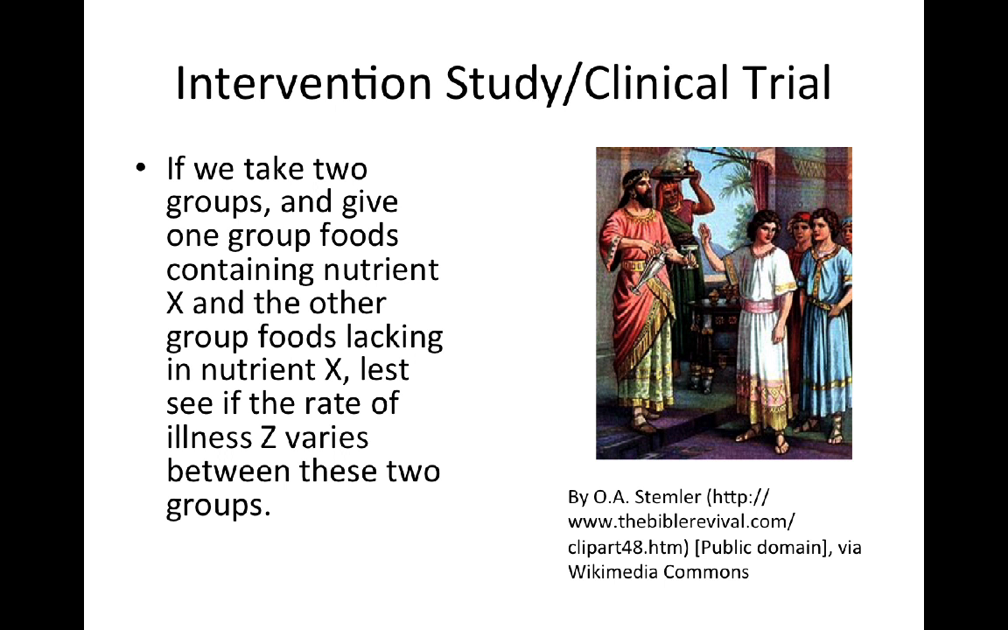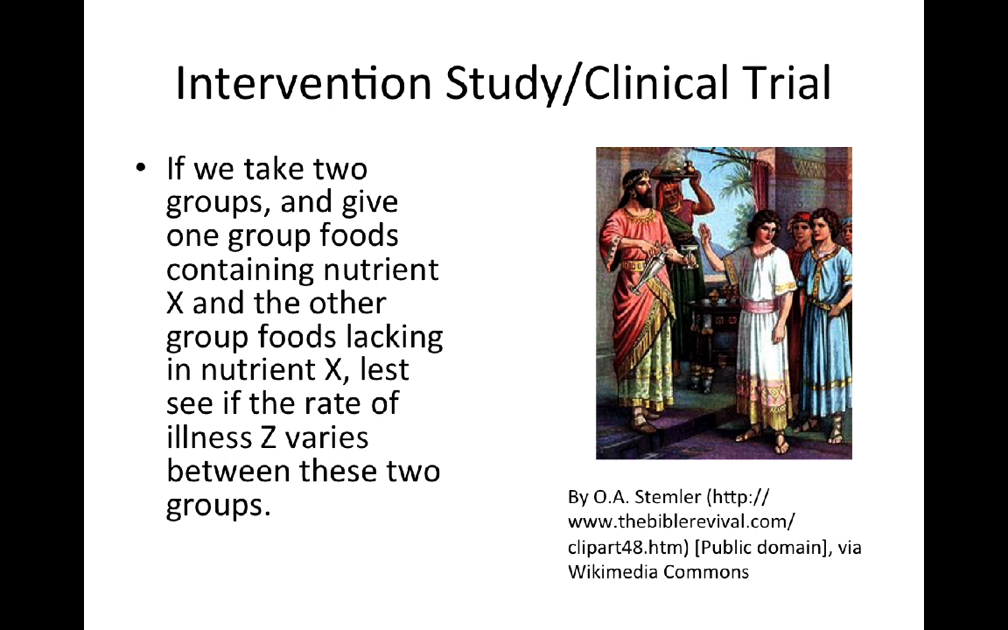And then the kind of gold standard for nutritional studies, or pretty much any study in human populations or in humans, is intervention studies or clinical trials. So if we take 2 groups and give one group foods containing a nutrient and the other people lacking a nutrient, we will then see if the rate of one illness is going to vary between these 2 different groups.